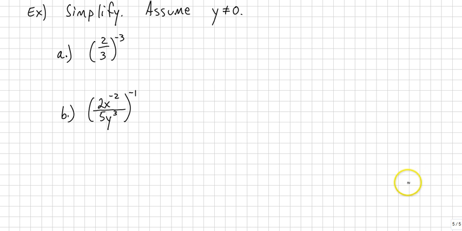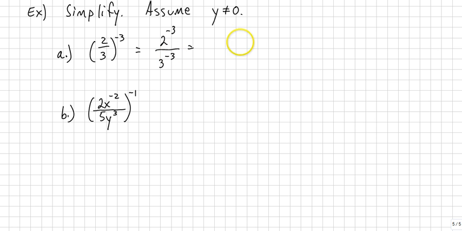Let's try a couple other ones here. So we have another fraction, and it's raised to the negative 3rd. So that'd be 2 over 3 to the negative 3. The numerator and the denominator both get that exponent. And then we have 2 to the negative third divided by 3 to the negative third.